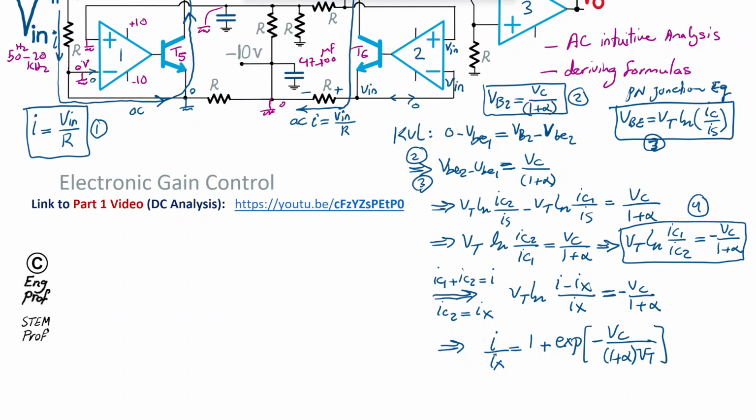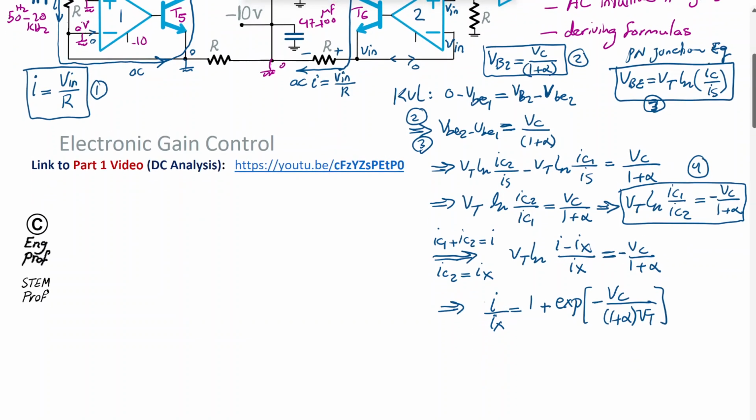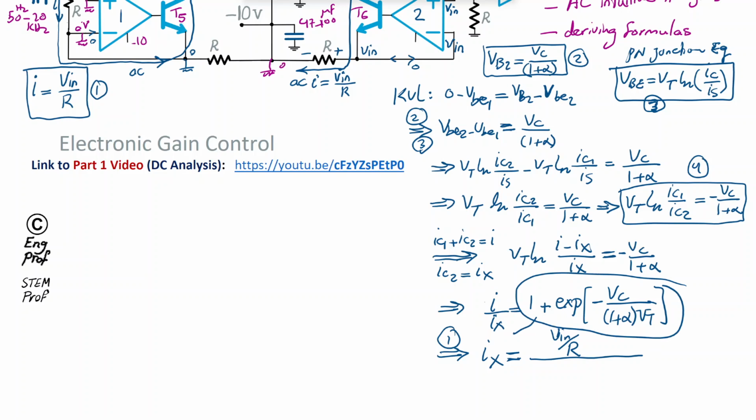And of course, what I'd like to find is Ix, because I is something that is known already from equation 1. So maybe the best thing at this point is just to substitute, using equation 1 now, for the value of I as shown, and then I get Ix is equal to basically Vin over R, so that's the value for I, and I am moving Ix here, and I'm moving this guy to the denominator here.